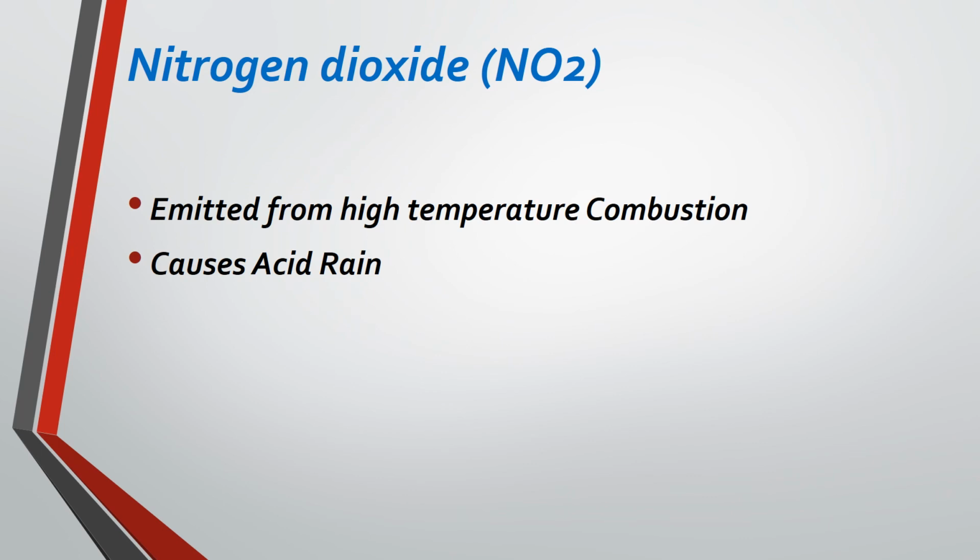Nitrogen dioxide is emitted from high temperature combustion. When we combust any materials at a very high temperature, then nitrogen dioxide will be emitted. So it also causes acid rain.